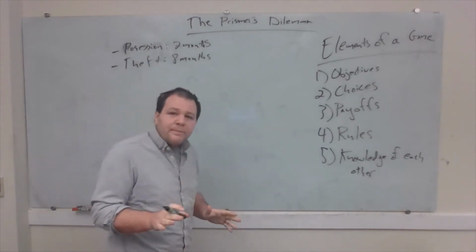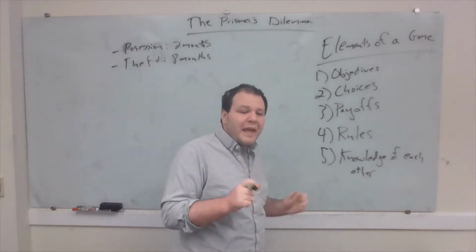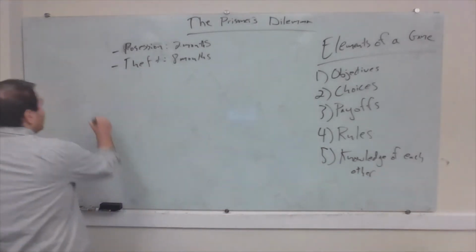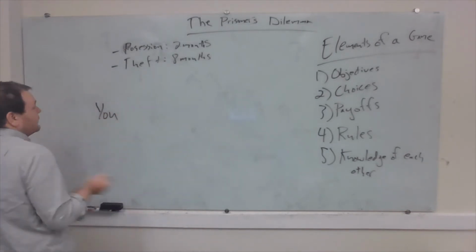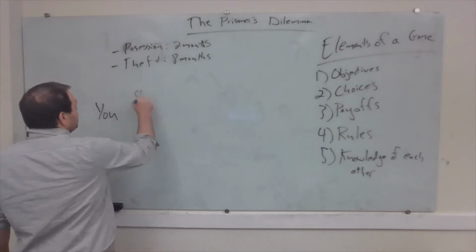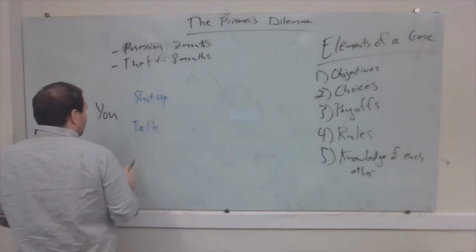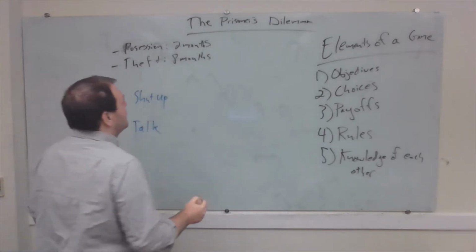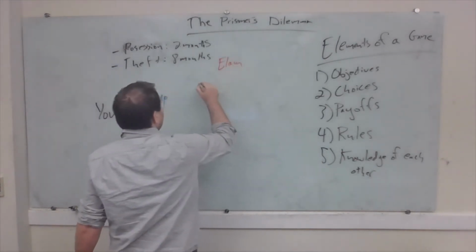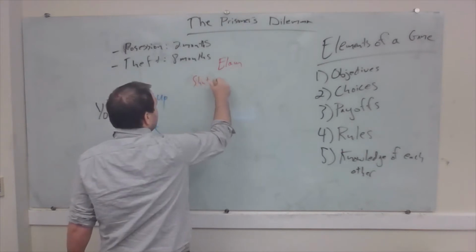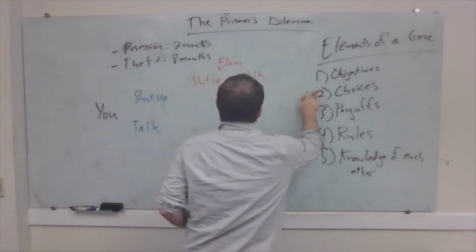So in this situation, I'm going to write out the potential choices and payoffs in the form of what I'll call a 2x2 game matrix. What that means is, I'll say for you, there are going to be 2 choices, right? You can either shut up, or you can talk. And for President Elam, there are going to be 2 choices. He can also shut up or talk. Right? So these are essentially our set of choices.